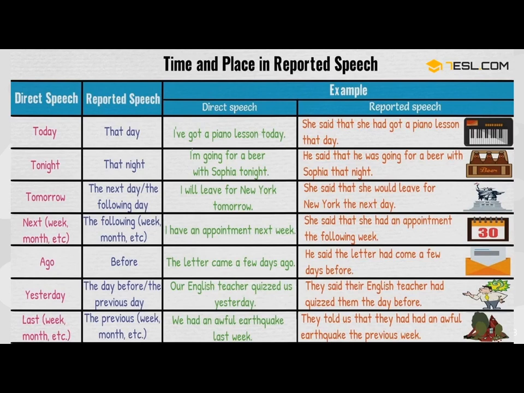Ago, before. So if I tell you guys, I went to the supermarket 3 days ago, you can say, well, the teacher said that he had gone to the supermarket 3 days before. Instead of saying ago, before. Yesterday, the day before, or the previous day. In the case of last week, last month, last day, last night, we're going to say the previous. The previous week, the previous month, the previous night, the previous weekend.